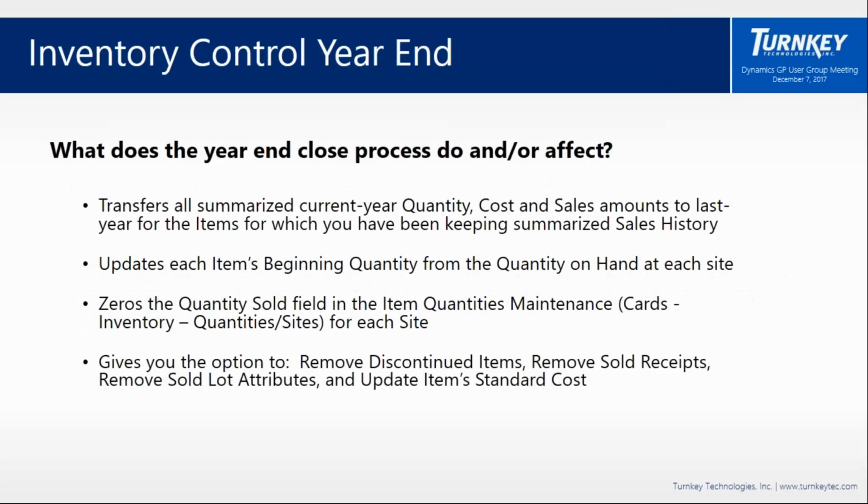And what does it do? This is exactly what it will do for you. Basically, there are buckets in Great Plains on the different lookups that you're able to access. You've got your current year bucket, last year bucket, and a life-to-date bucket. So it's just taking those and putting them into the next bucket and preparing it.